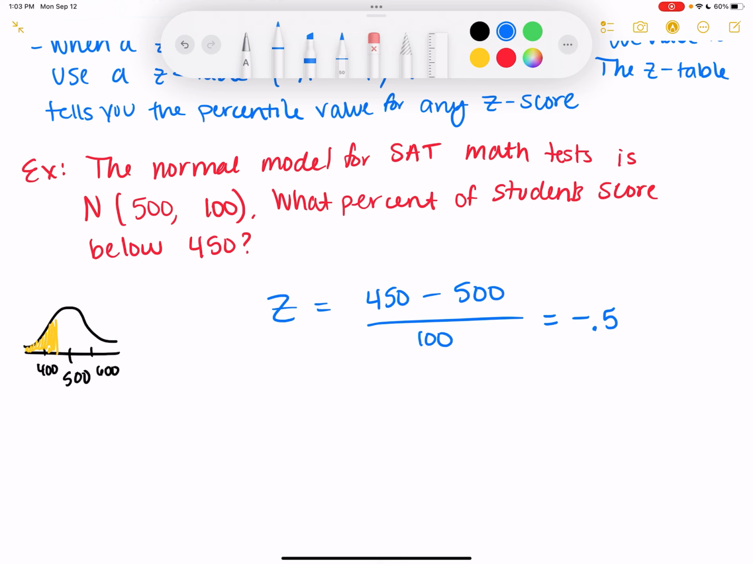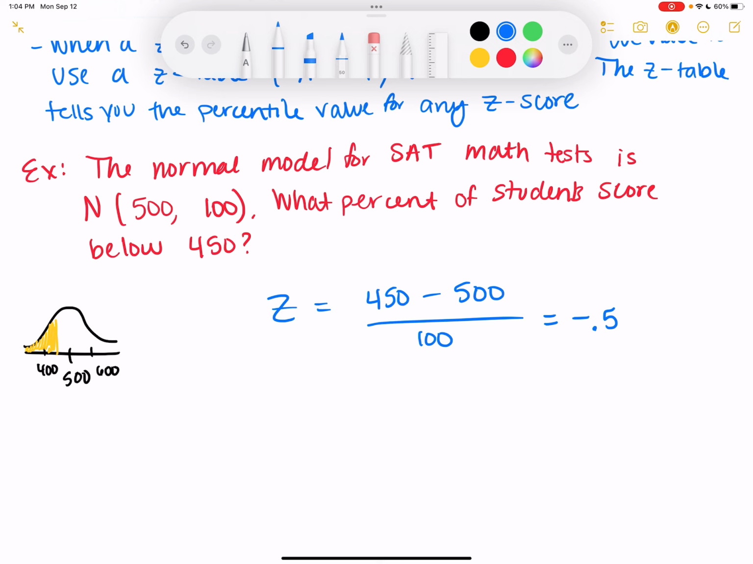This is your first decimal place. Here is negative 0.5. Okay. And then your second decimal place is what shows at the top. So we're looking at 0.5, so the second decimal is going to be a 0. So I come down that column, minus 0.5, so it's 0.3085. That's the value.